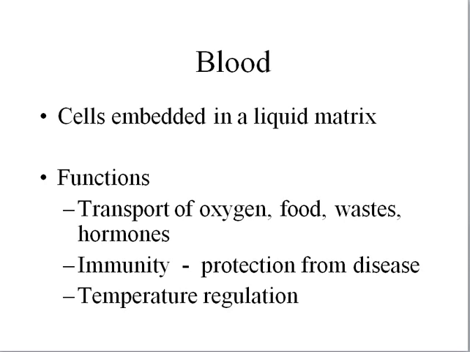Immunity, protecting your body from disease-causing agents, is another important function of blood. A third function is temperature regulation. Especially noticeable in fair-skinned people, when they get too cold, the skin takes on a bluish cast. This is because very little blood is being delivered to the surface of the skin and extremities, thus conserving heat.